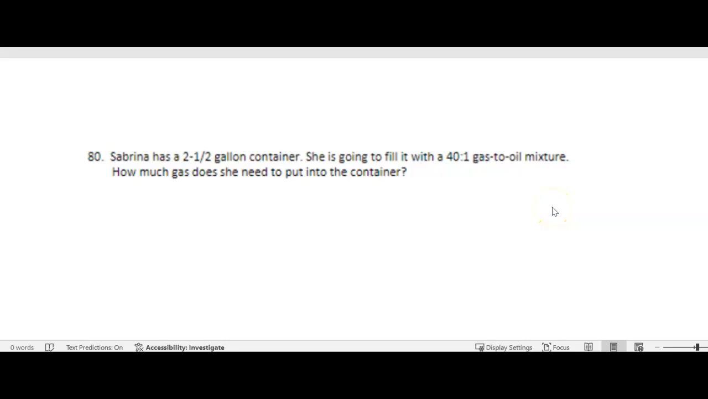Okay, Sabrina has a 2.5 gallon container she's going to fill with a 40-to-1 gas to oil mixture. How much does she need to put in the container? Okay, so there's a couple ways to tackle this problem, but what you realize is in the container that's 2.5, that's going to be a total amount.